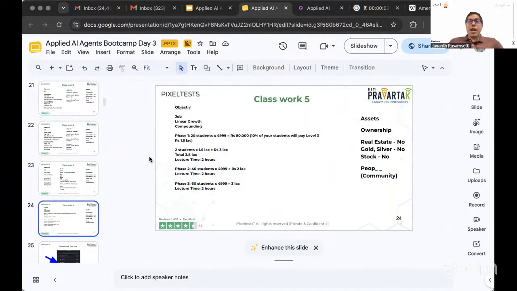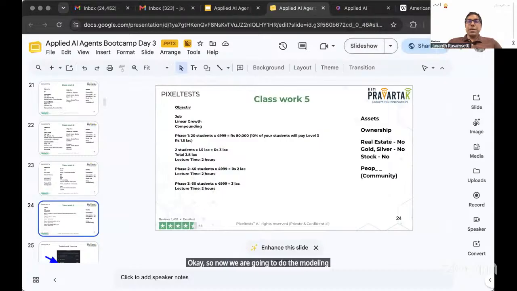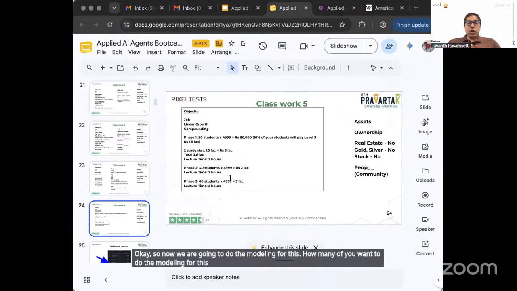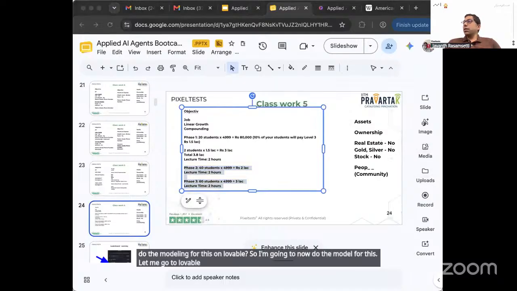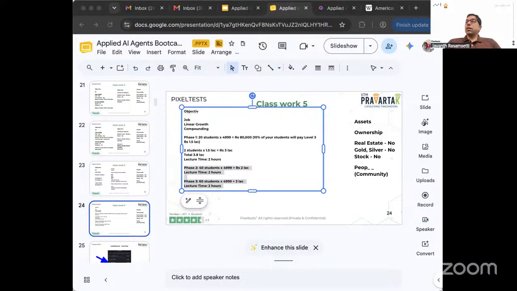Okay, so now we are going to do the modeling for this. How many of you want to do the modeling for this on Lovable? So I'm going to now do the model for this. Let me go to Lovable. I'm going to go back to my Lovable.